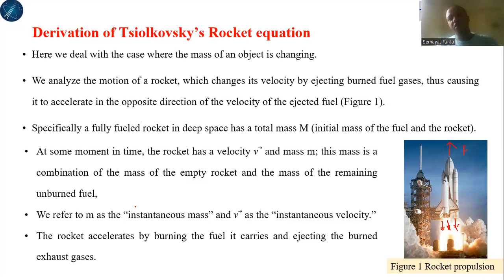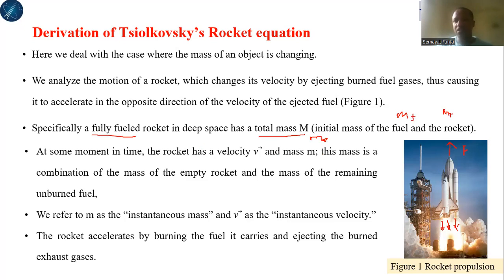Specifically, a fully fueled rocket in deep space has a total mass m. Most of the time we call this mass m naught. Why is it m naught? Because it is the initial mass of fuel and rocket. It contains the mass of fuel and the mass of the rocket.